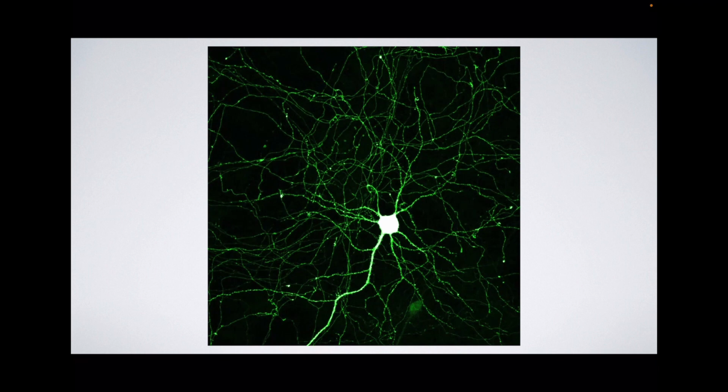You know what that is? That's a brain cell. All the branching off, those are called dendrites. The little white guy in the middle, that's the actual living cell, what your brain is made up of.